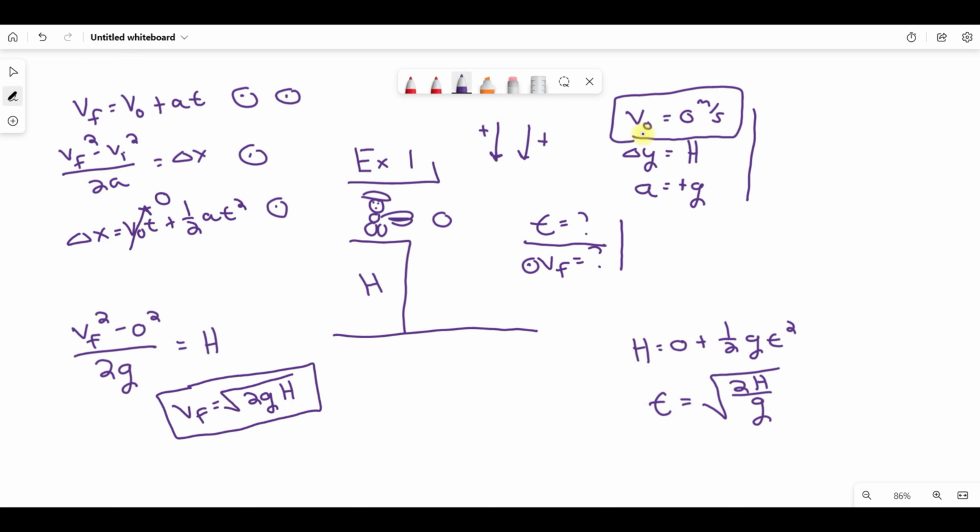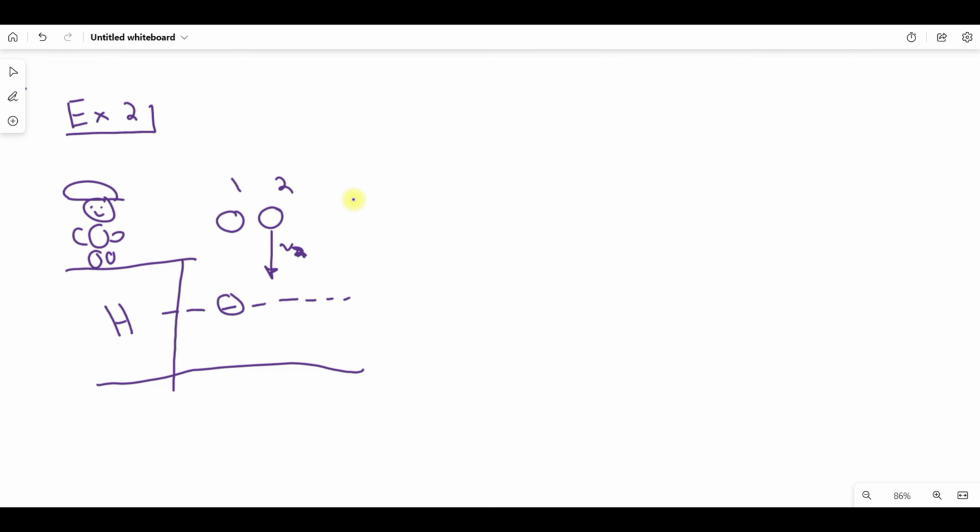Now let's go to example 2, which will be a little bit harder. For example 2 here, we have Bob again, and Bob has 2 balls. The first ball he drops is ball 1. And he throws ball 2 a time later. Now he only throws ball 2 once ball 1 reaches half of its height, and we need to figure out at what speed does Bob need to throw the ball in order for both balls to hit the ground at the same time.